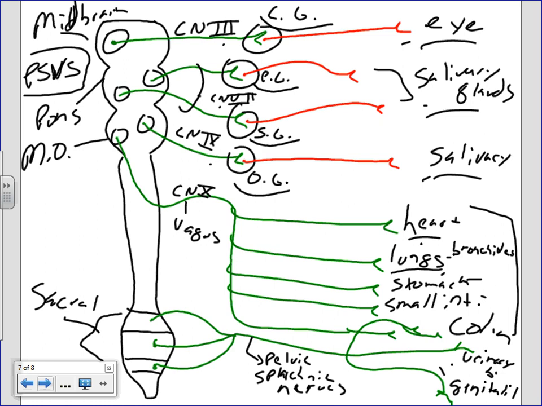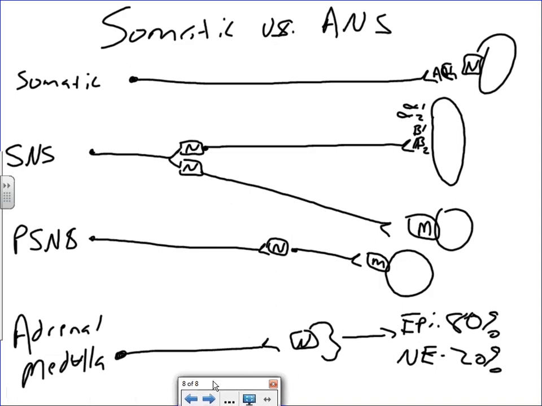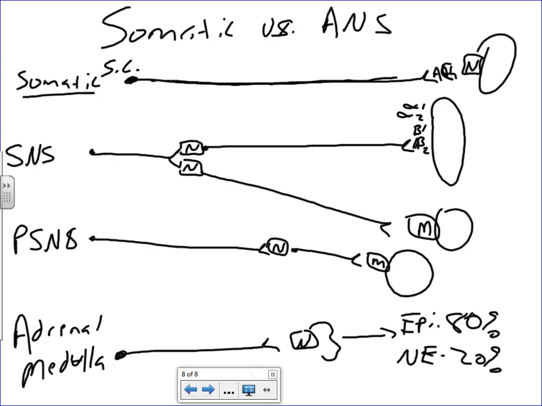Now, there are some differences if we compare and contrast, not just the somatic versus the autonomic nervous system, but also the different divisions of the autonomic nervous system. First, here's a somatic motor neuron. Remember, its cell body is located within the spinal cord, and then you have a long, very large, heavily myelinated axon branching out to skeletal muscle. This nerve and its synaptic terminals release acetylcholine.